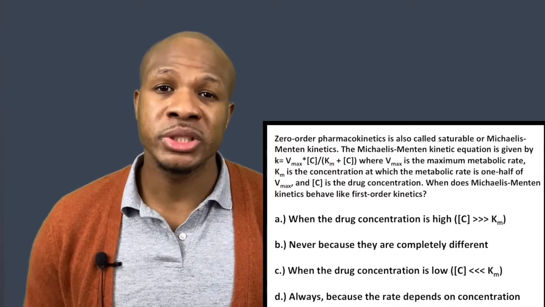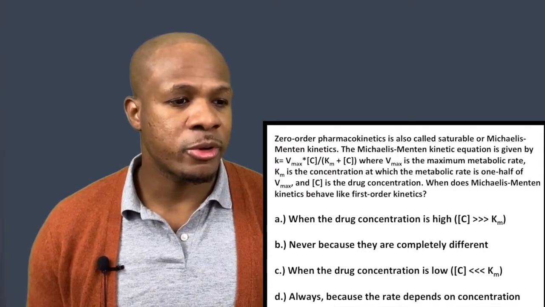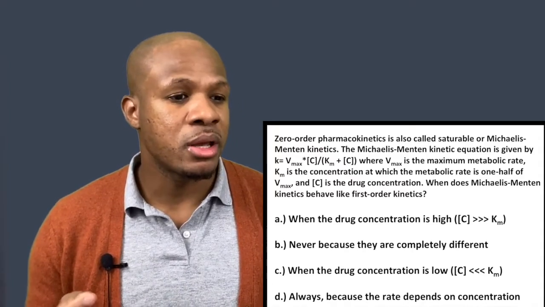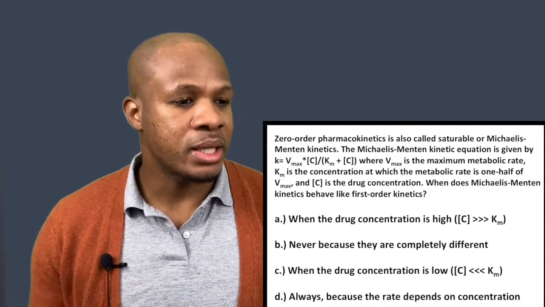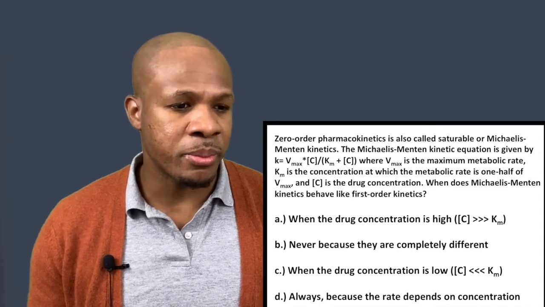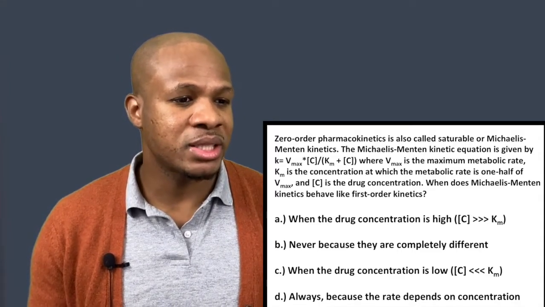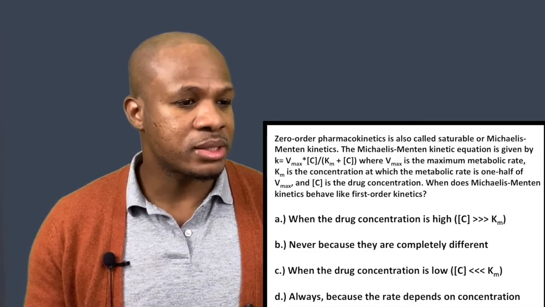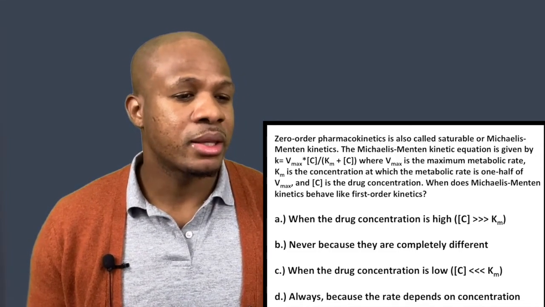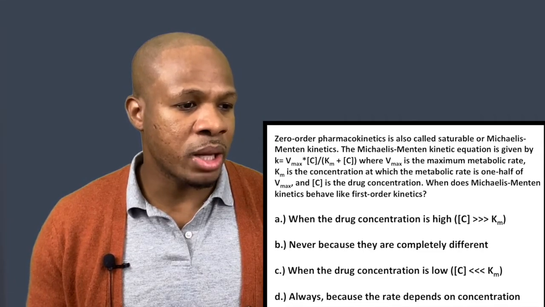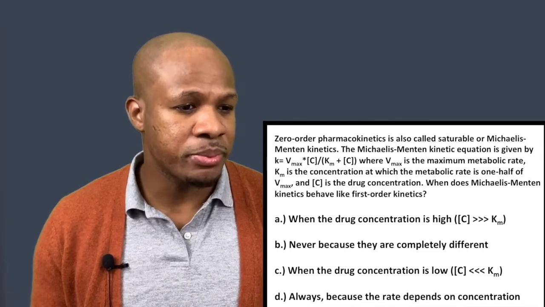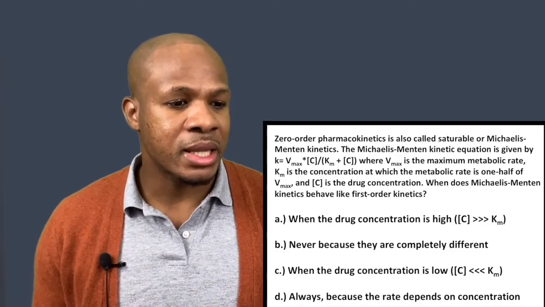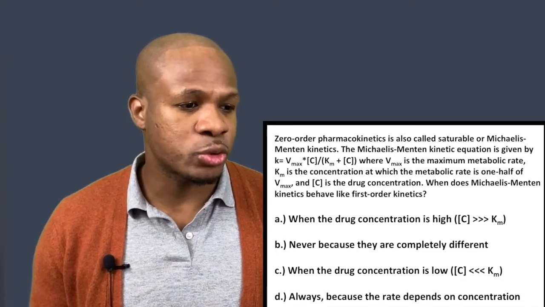Question number 2 states, zero order pharmacokinetics is also called saturable or Michaelis-Menten pharmacokinetics. The Michaelis-Menten kinetic equation is given by K equals Vmax times C divided by Km plus C, where Vmax is the maximum metabolic rate, Km is the concentration at which the metabolic rate is 1/2 of maximum, and C is the drug concentration. When does Michaelis-Menten kinetics behave like first order kinetics?